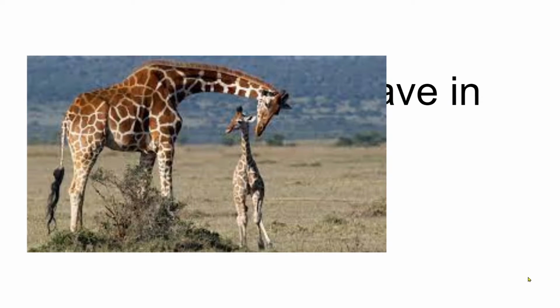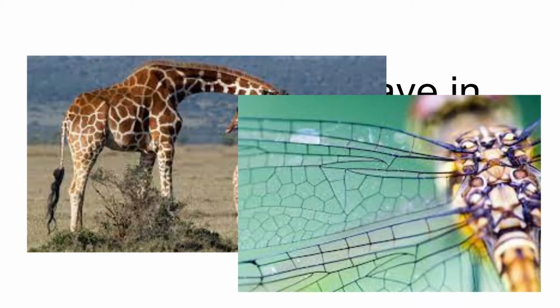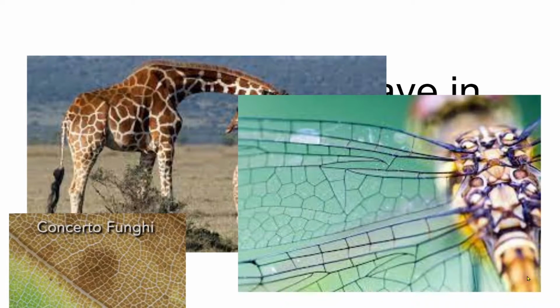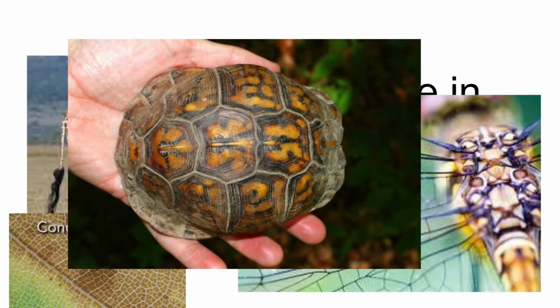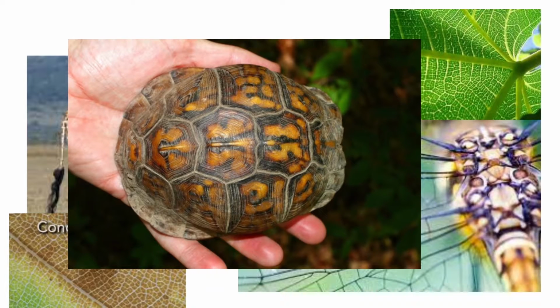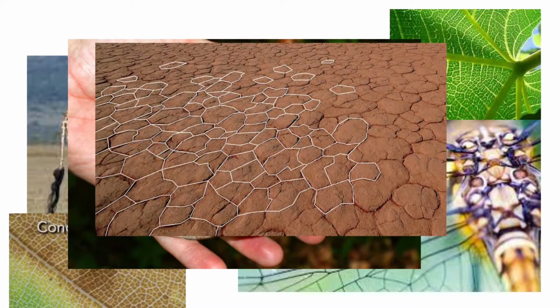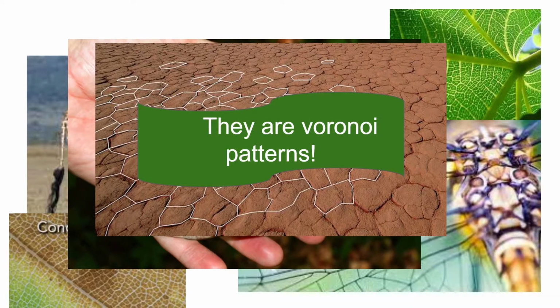What do these pictures have in common? The spots on a giraffe, the wing of a dragonfly, the cracks in the mud. They are all examples of Voronoi patterns.